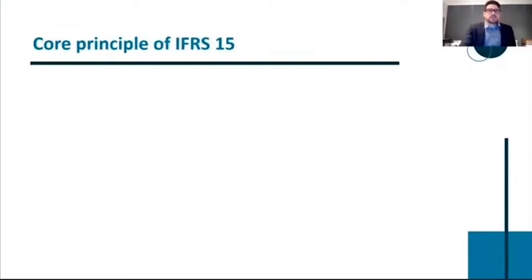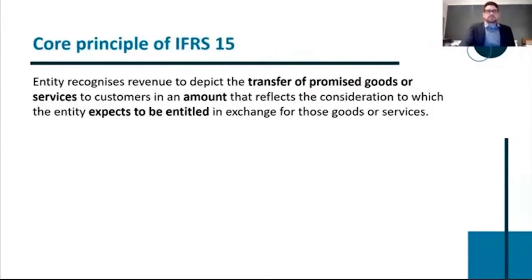Great. So let's talk about the core principle of IFRS 15. So an entity recognizes revenue to depict the transfer of the promised goods and services to the customer at an amount that reflects the consideration to which an entity is expected to be entitled in exchange for those goods and services. So basically, it's all about showing how much revenue you are recognizing and when that should happen, and it must depict the value that you will get back for your consideration as well.